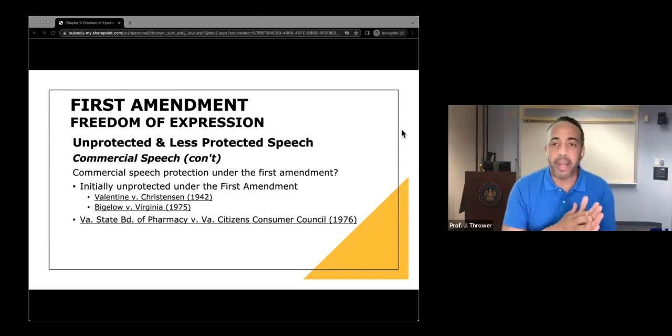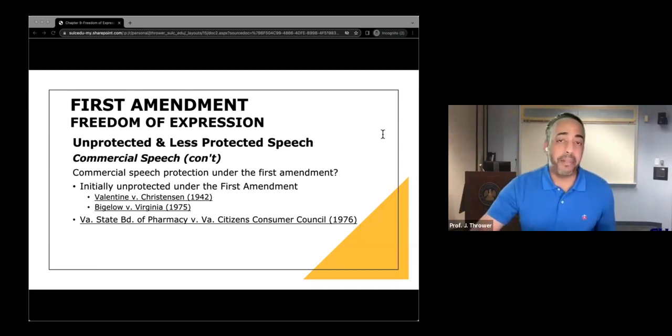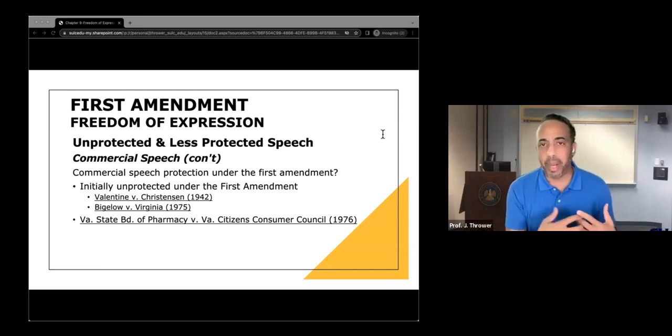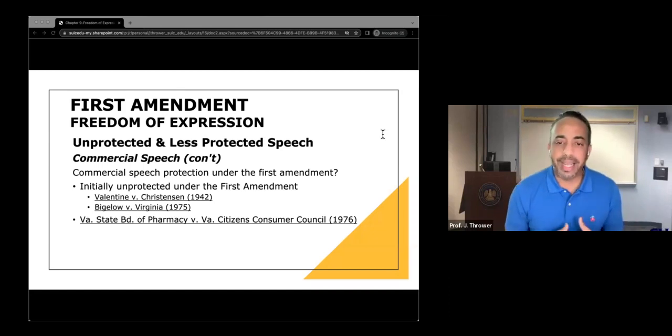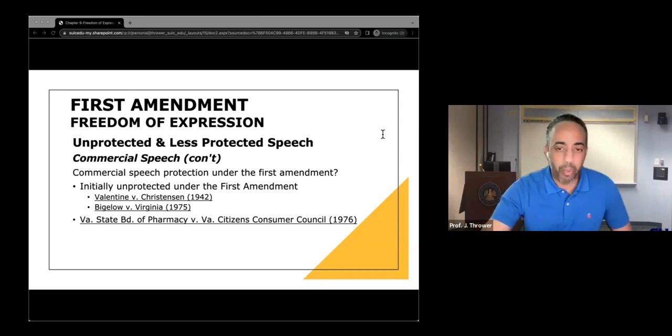The court noted that advertisements may touch on matters of public interest, and price information about prescription drugs was of more than an economic concern for certain individuals. Obviously, the people who needed it, right? If they were sick or elderly. Price was also a concern for individuals if they were poor, right? And so all of this information was determined by the court to be important.